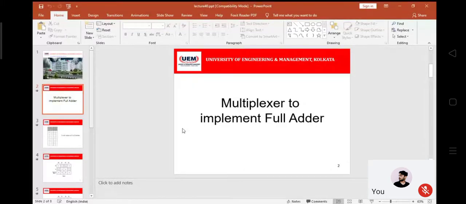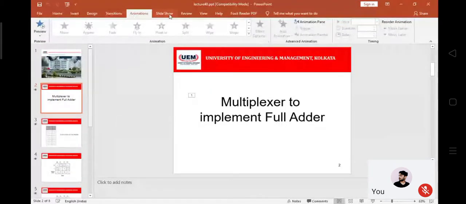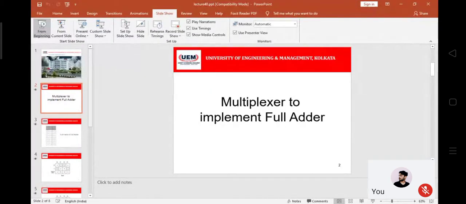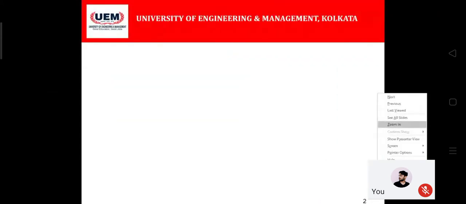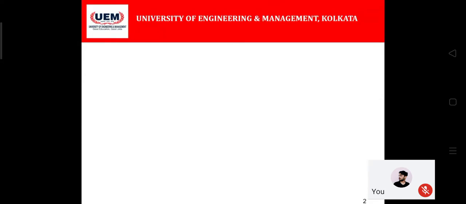So today we'll be continuing. We'll try to again have an understanding in a better way why a multiplexer can be used as a full adder, or how we can implement any circuit using a multiplexer. So like the way I said, a full adder basically constitutes three individual inputs. Let's begin from the start.